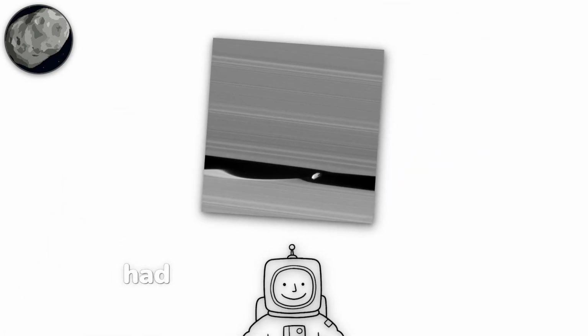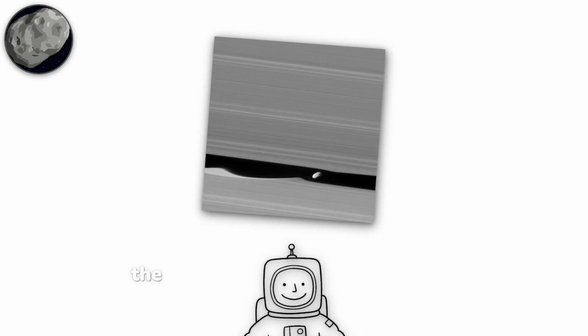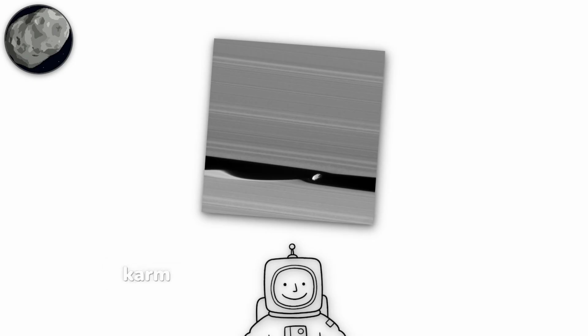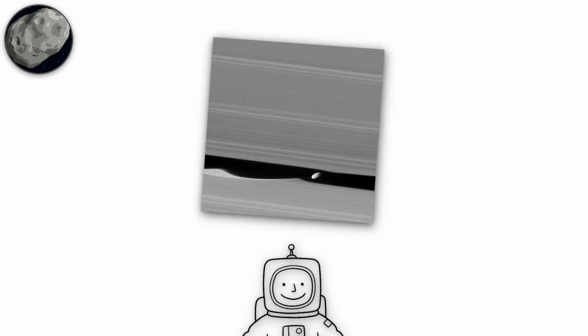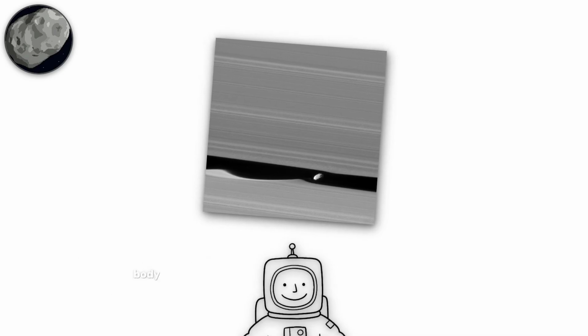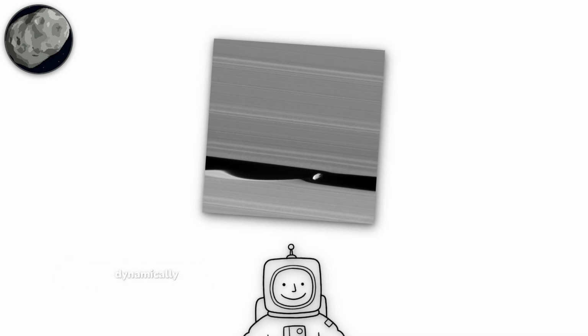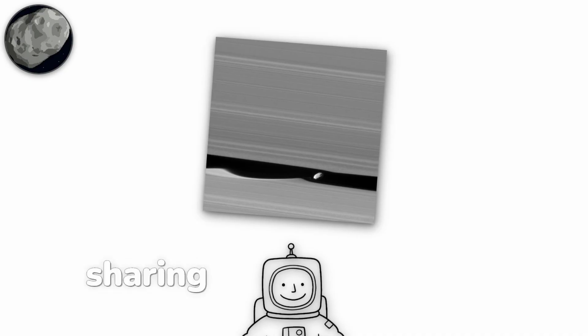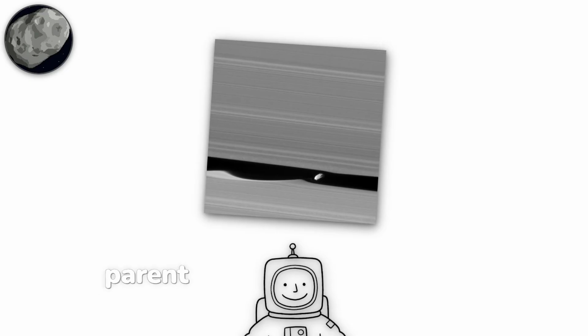Jupiter and Saturn each had dozens of irregular moons occupying specific dynamical groupings. The Himalia group, the Ananke group, the Carme group, and the Pasiphae group for Jupiter, each group believed to represent the collisional fragments of a larger captured body that had been broken apart by a collision after capture. The dynamically related members of each group shared similar orbital parameters because they originated from the same parent body.